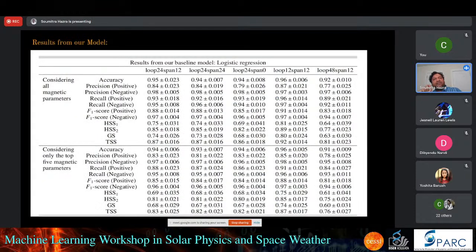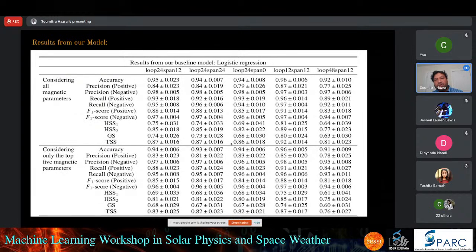And this is the result from our model. You see that we have constructed different data sets with a lookback of 24, meaning 24 hours back, and we use 12 hours of time evolution there. In the second case, we want to predict 24 hours before, and we use 24 hours of time evolution. But here we don't use any time evolution in this data set. And again, in the fourth data set, we want to predict 12 hours before, and we use 12 hours of time evolution. So you see, basically in all these cases, we got very good TSS.